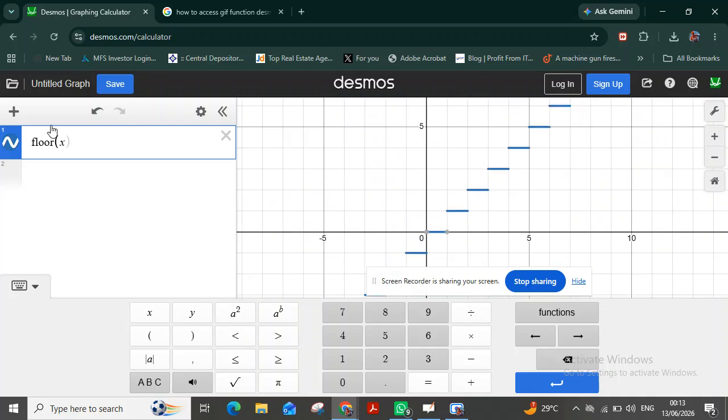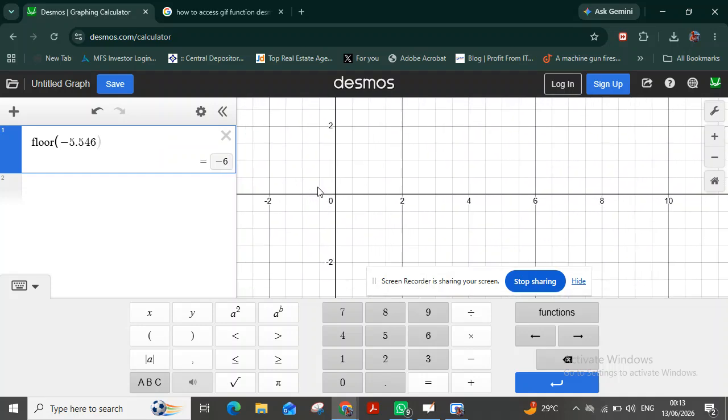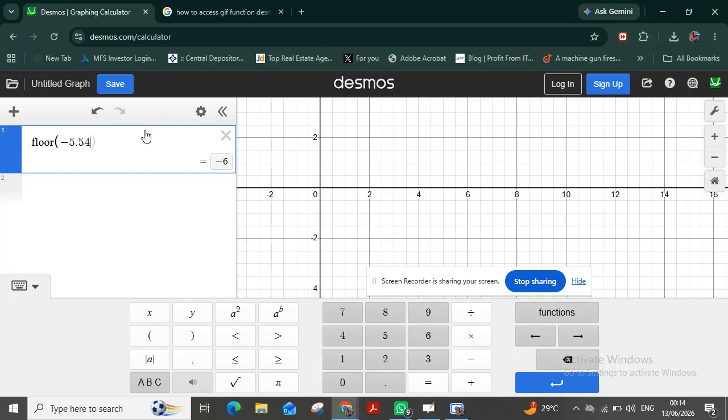Now here if you put 4.56, you see the answer it has given is 4. If you plug in minus 5.66, you see it has given you 6. Why is that? Because I will show you from the graph. This is the graph of GIF.